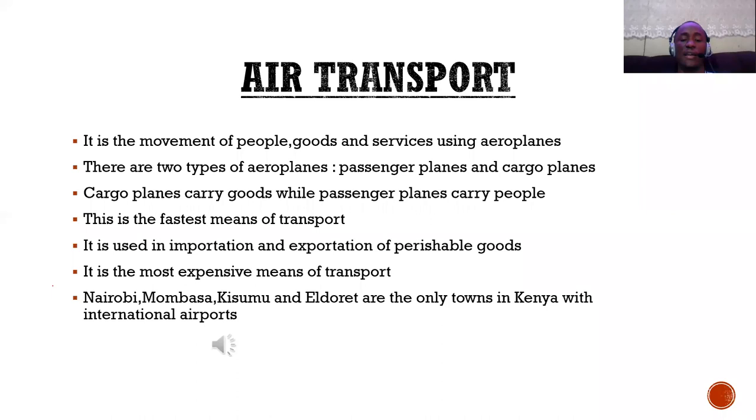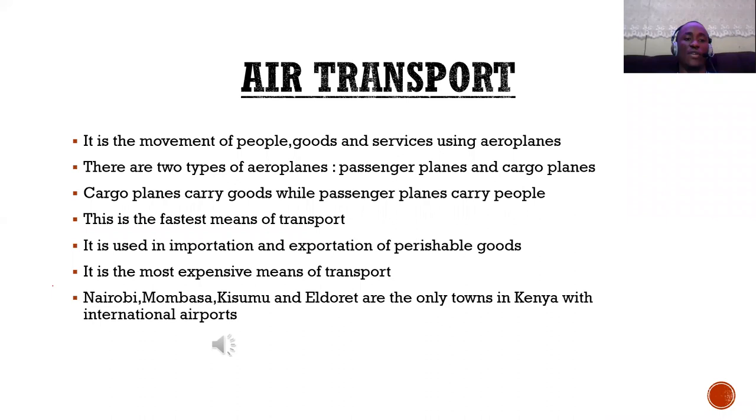And then I also stressed this: water transport is the best means of importing and exporting bulk goods. Now I'm adding something else. Air transport is the best means of transporting perishable goods to the overseas market. So from Kenya to Dubai, flowers can be transported using air transport, not railway transport and not water transport.